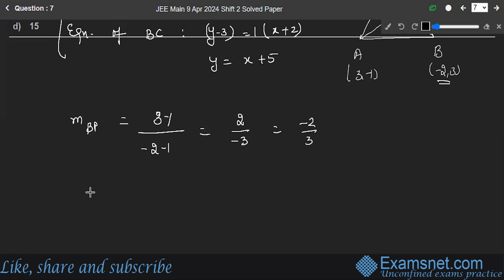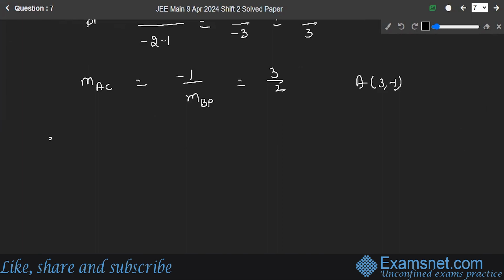And this BP is perpendicular to AC. So the slope of AC will be given by minus 1 upon the slope of BC, which will be equal to 3 by 2. So the slope of AC is this. You already have the point A as (3, -1). Let's frame the equation of AC.